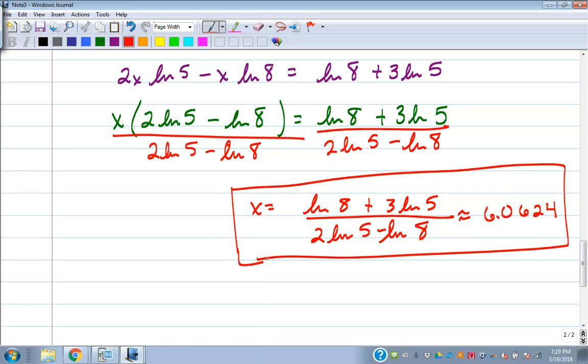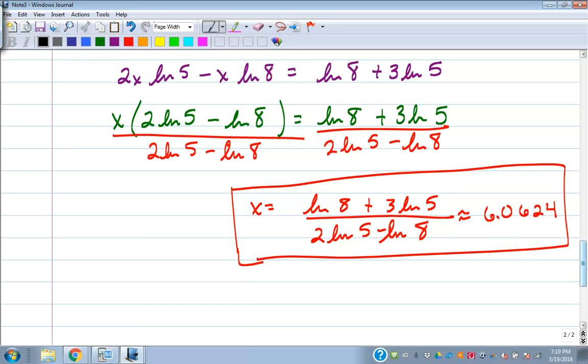I'll be honest with you. I think these kind may be the hardest ones that we do in the whole chapter, just because it's so hard to get out of your brain that natural log of 5 is just a number. Because it looks like something else, but it's just a number.